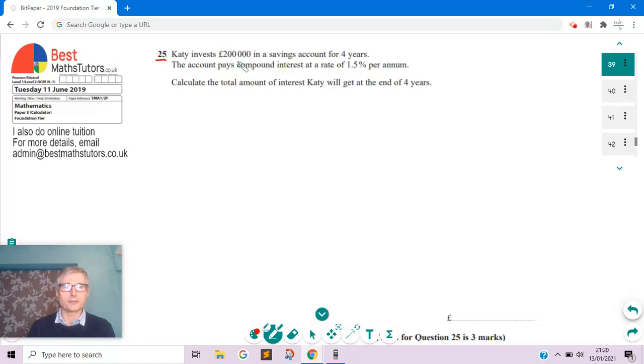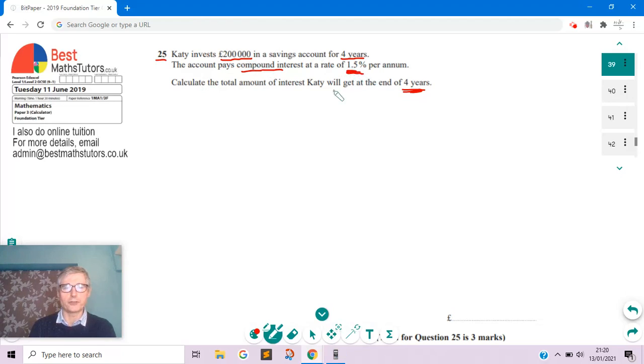So question 25 is a question where we've got someone investing £200,000 in a savings account for 4 years, and they're going to be paid compound interest at a rate of 1.5% per annum. And we've got to work out the total amount of interest that she's going to earn at the end of 4 years.